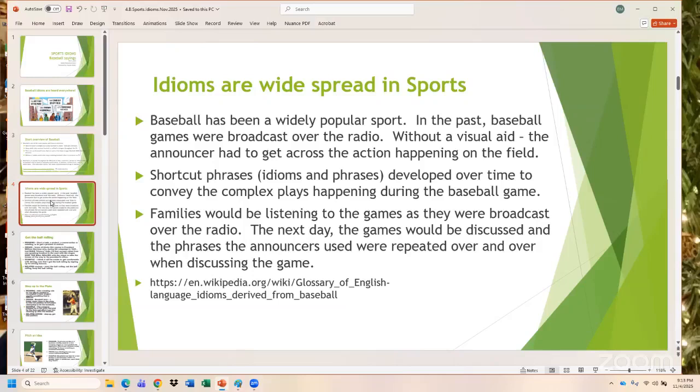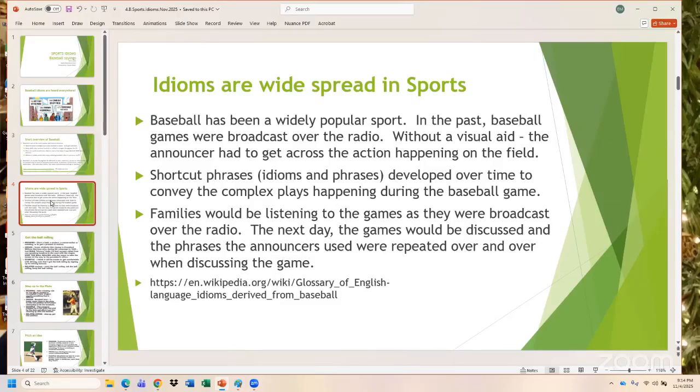Idioms are widespread in sports. Baseball has been a widely popular sport. In the past, baseball games were broadcast over the radio without a visual aid. The announcer had to get across the action happening on the field. Shortcut phrases and idioms developed over time to convey the complex plays happening during the baseball game.